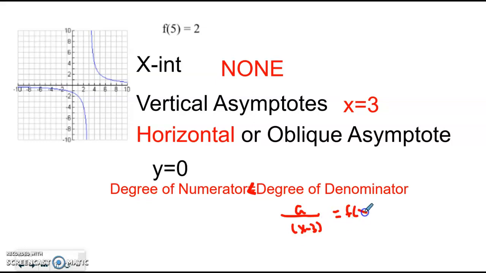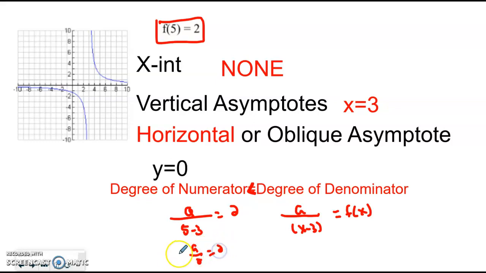So I got to find out what a is, and the way that we're going to do that is we're going to use this point, and we're going to plug it in. So I got a divided by 5 minus 3 equals 2. So I have a over 2 equals 2. So what does that get me a to be? It gets me a is 4. So in this case, my function would be f of x equals 4 over x minus 3.